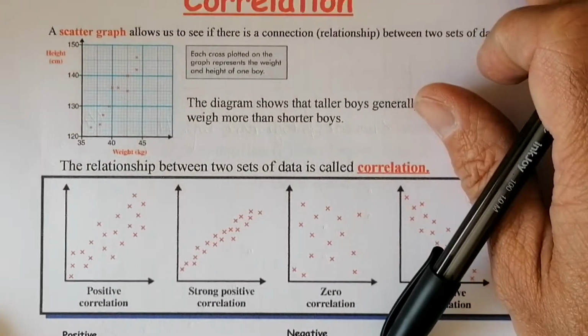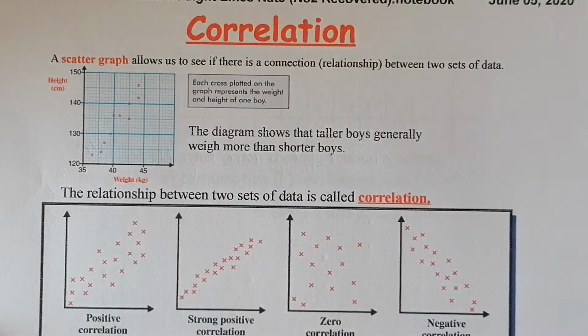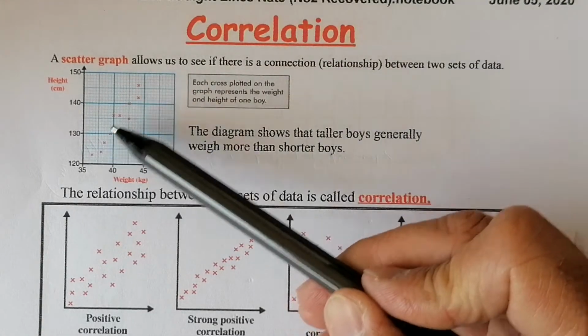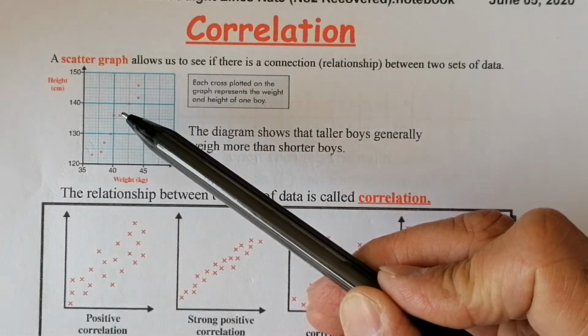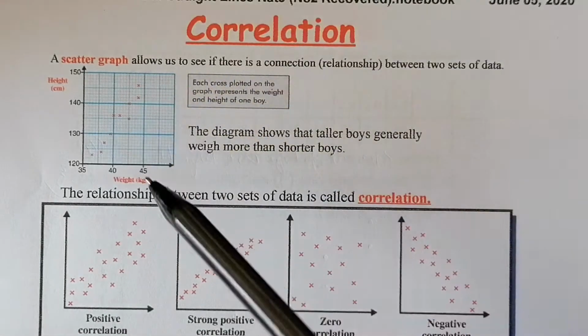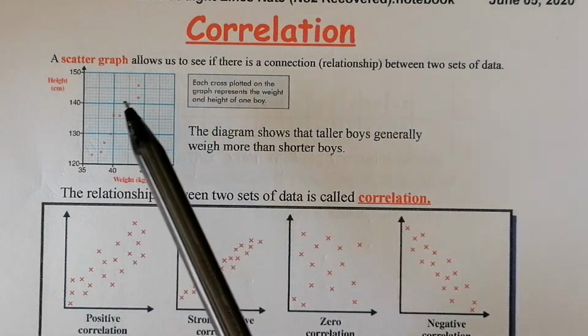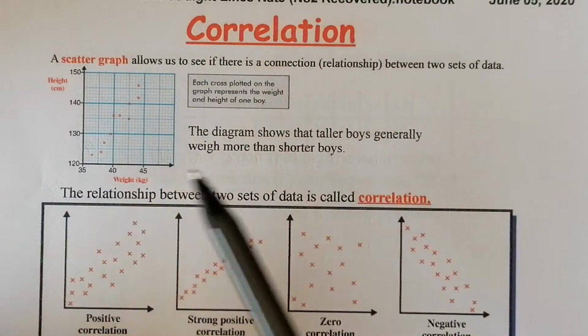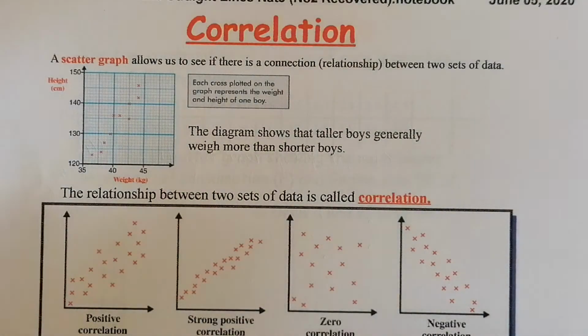Right, so correlation, a key point. And what I've got here is a similar graph to what we've just drawn on a different scale. With the scatter graph, it allows us to see that there's a connection between the 2 data sets that we've got there. And by connection, I mean there's a relationship between the two, okay?